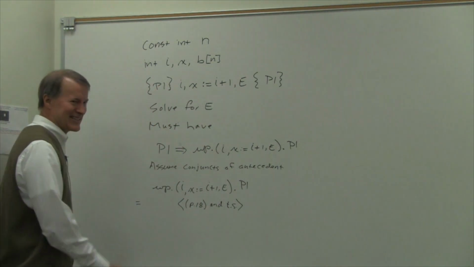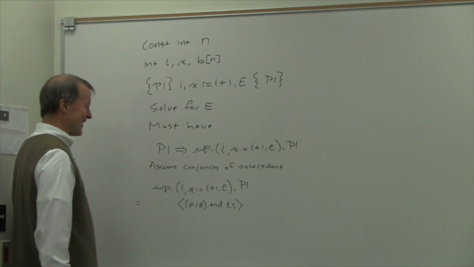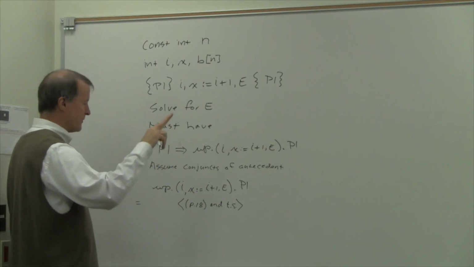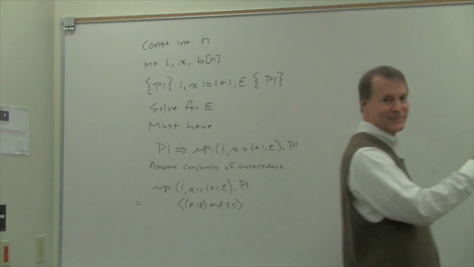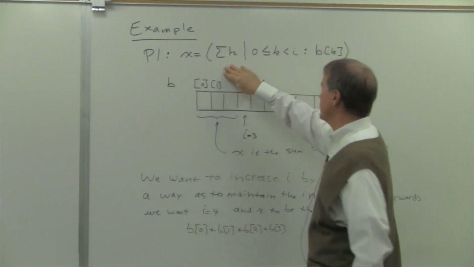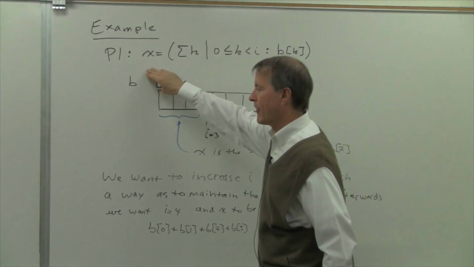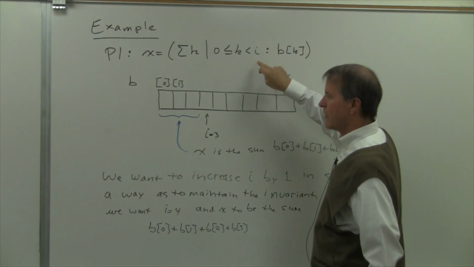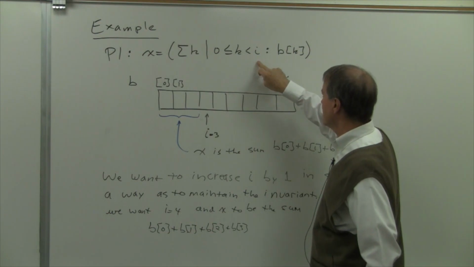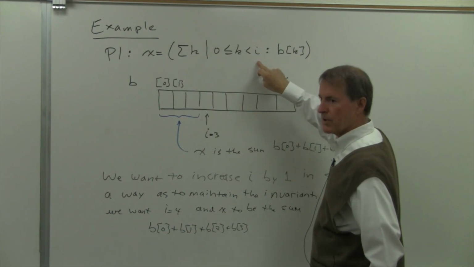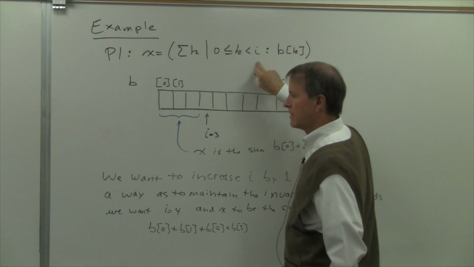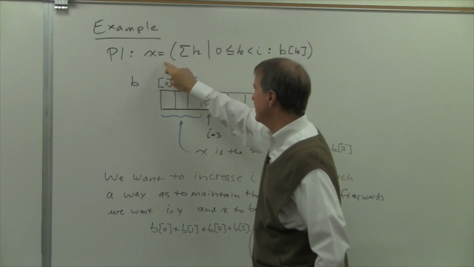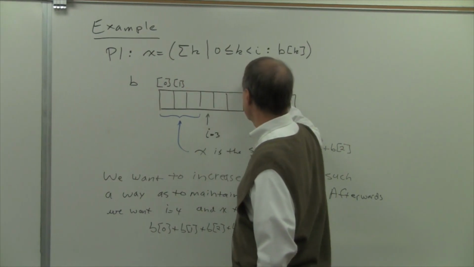You want to make up a symbol for this? You would want to. Now we have to refer back to what P1 is, because we're going to do P1. It's this whole thing, and everywhere there is an I, you do I plus 1. And everywhere there's an X, you do an E. So what are we going to have? E equals sum, less than I plus 1.